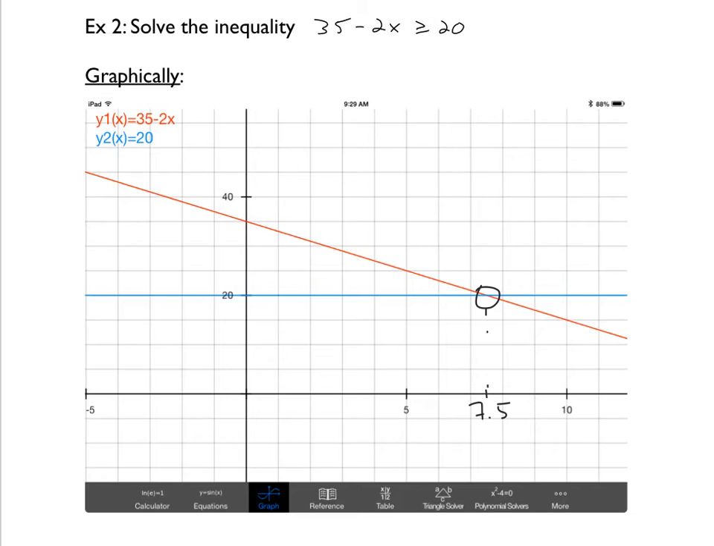And then where is the red function greater than the blue function? So that is here. So then we know that our solution is going to be x is less than or equal to 7.5. Now it's less than or equal to instead of just less than, because in the question it's less than or equal to. So if it's stated in the question, you want to also mirror that in the answer.